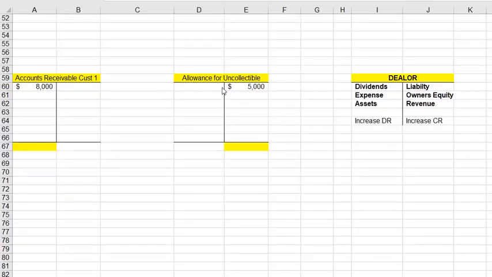We were told that we had a credit balance on our allowance for uncollectible. We can see here on the dealer that assets like to be increased with a debit, but we are dealing with a contra asset, so it likes to be increased with a credit. So we have a credit balance. That means that it has a balance in our allowance for uncollectible, and we have $5,000 in that.